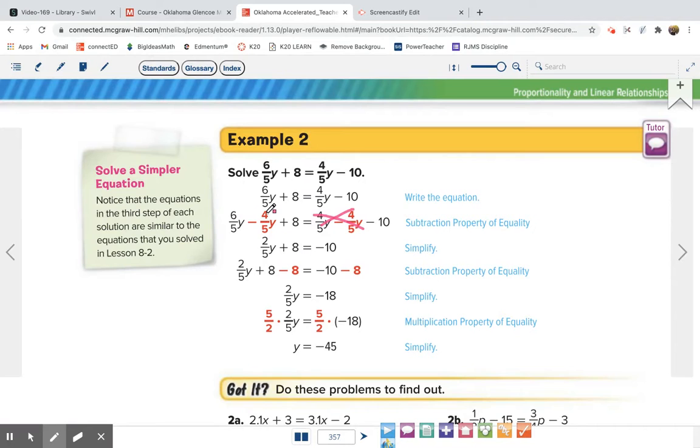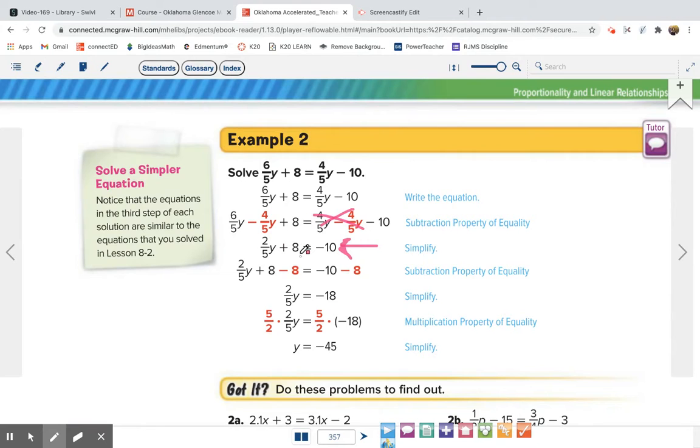6 minus 4 is 2, and you keep the denominator the same. So 6/5 y minus 4/5 y is 2/5 y. We still have that plus 8, and now it equals negative 10. So this is now our problem. We can now solve for y.